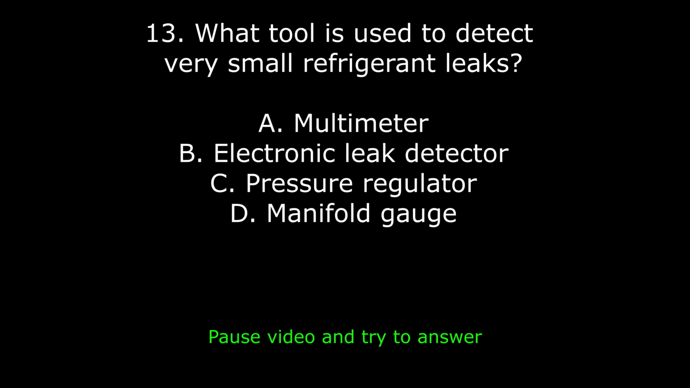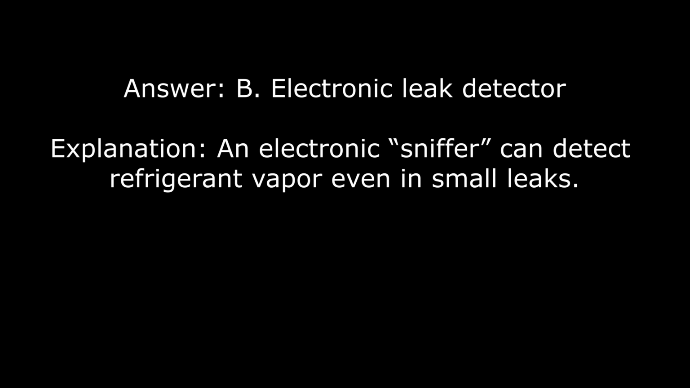13. What tool is used to detect very small refrigerant leaks? A. Multimeter. B. Electronic leak detector. C. Pressure regulator. D. Manifold gauge. Answer: B. Electronic leak detector. Explanation: an electronic sniffer can detect refrigerant vapor even in small leaks.